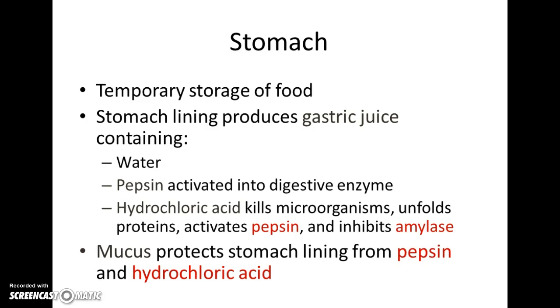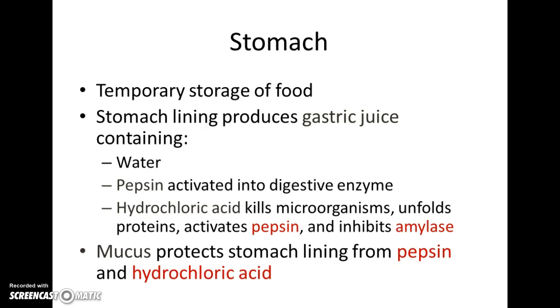So the stomach has a number of different purposes. It's there for the temporary storage of food, and then it's the first place where proteins start to be digested, and that's due to the hydrochloric acid. The acid also kills microorganisms and activates a couple of different enzymes and inhibits other enzymes. So it activates pepsin, which is important for protein digestion, and it inhibits amylase, which remember was created by the saliva to start digesting starch. So carbohydrate digestion is actually turned off in the stomach because that amylase is denatured or unwound.